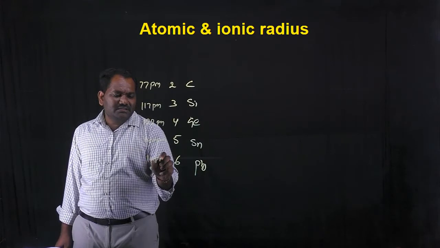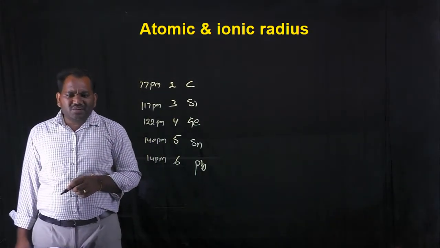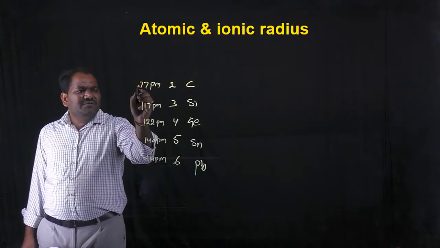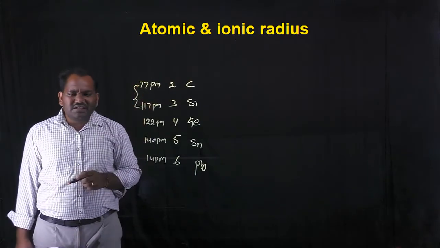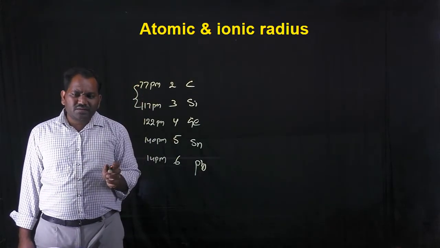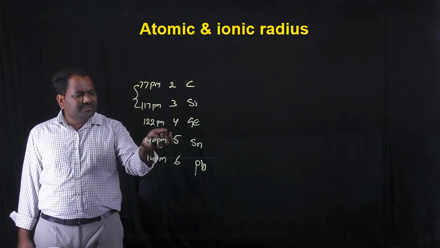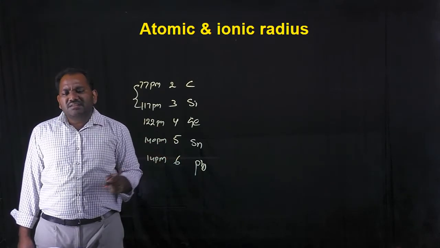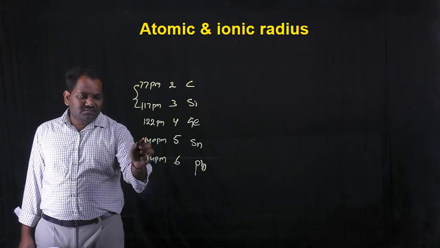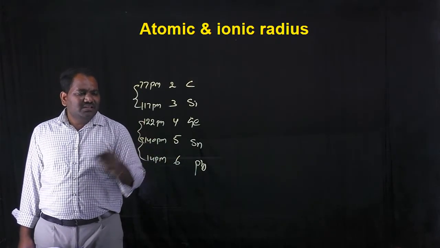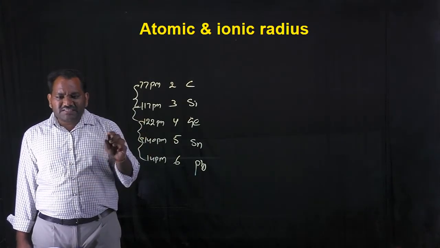146 picometers. From these values we can conclude that the size difference between carbon and silicon is very large. But the size difference between silicon and germanium, germanium and tin, or tin and lead is very small. It is only 6 pm here, around 18 pm here, and only around 5 pm here. The size difference gradually decreases.